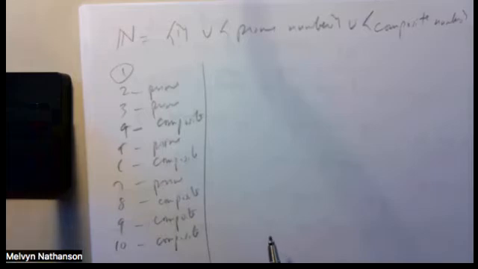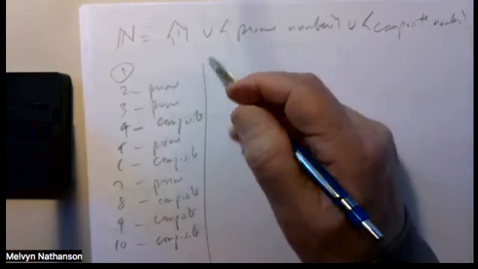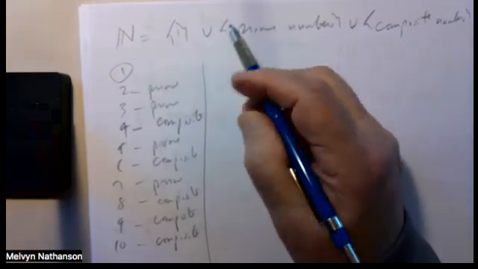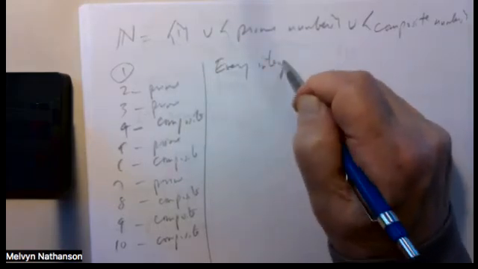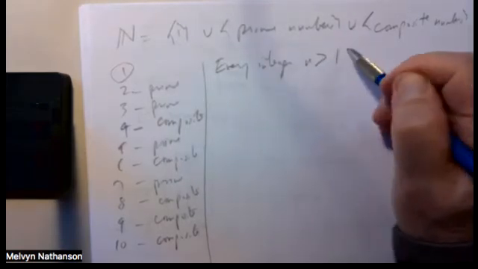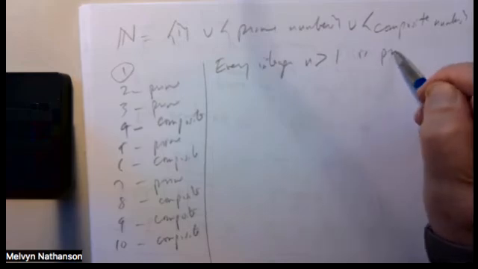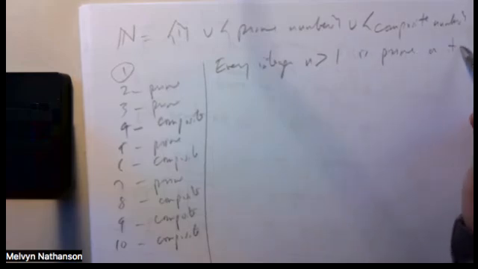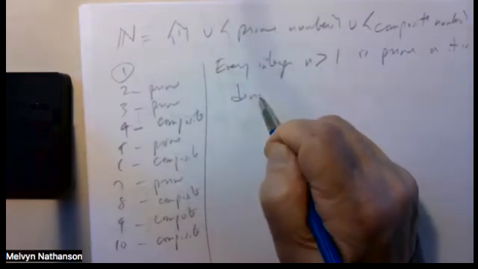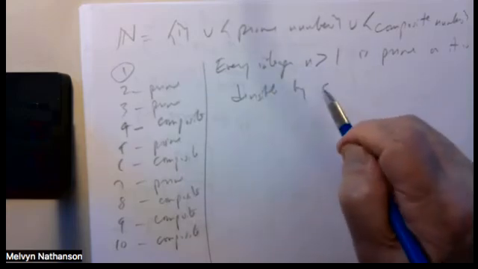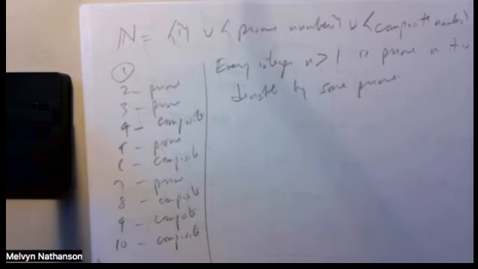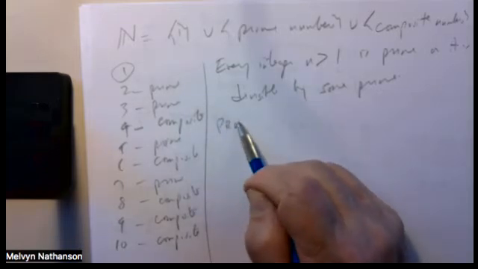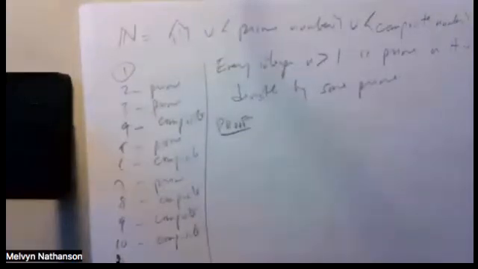And people have been studying prime numbers for thousands of years. So let me make a few statements about them. First, every integer n bigger than 1 is either prime or it is divisible by some prime. So this is a statement that needs a proof.